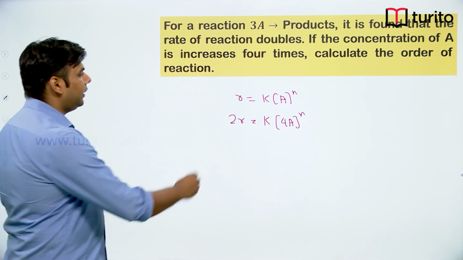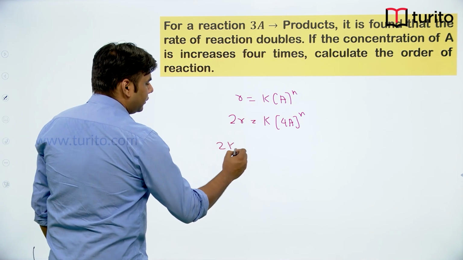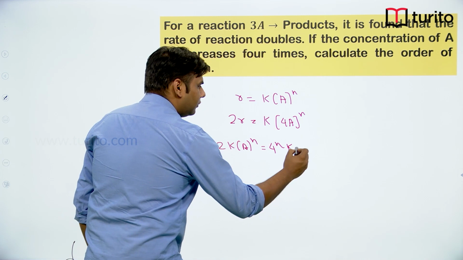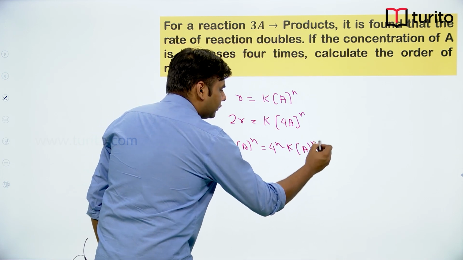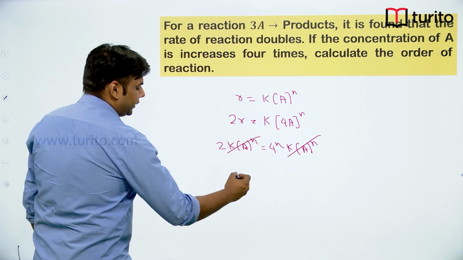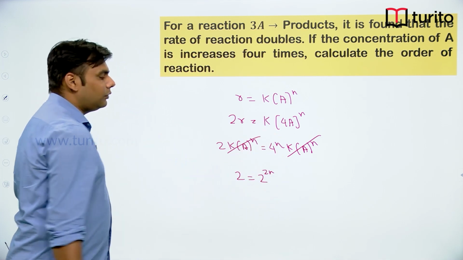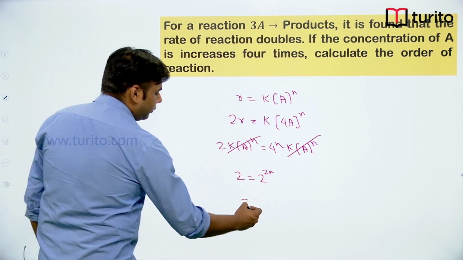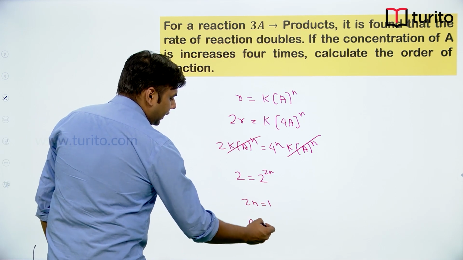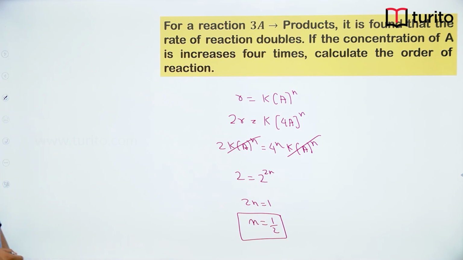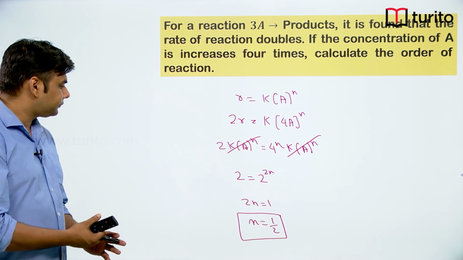So we know that rate is K into A raised to power n. So this is basically 4 raised to power n into K into A raised to power n. So this term gets cancelled out. So basically 2 is equal to, we can write this as 2 square. So this is equal to 2n. So basically 2n is equal to 1 and n will be half. I hope this is clear to everyone. So these are the very basic questions that you need to address.